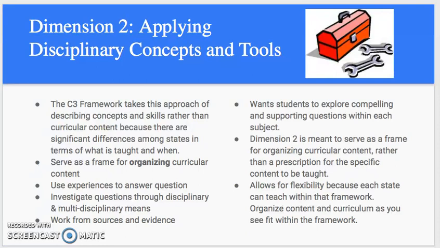As mentioned before, this Dimension 2 framework serves as a frame for organizing content and not describing what should be taught. Finally, it allows flexibility so that teachers in other states can use this framework and can use it to fit their class or specific area.